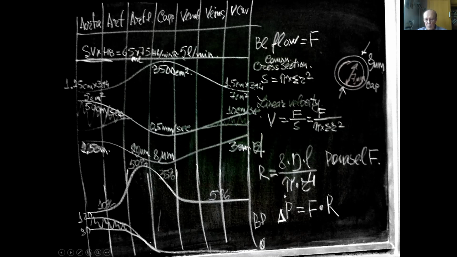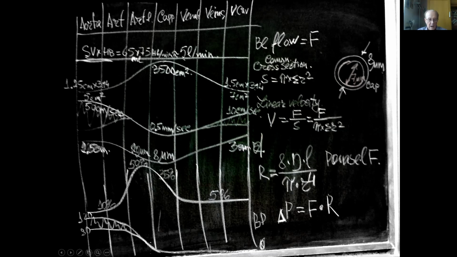The resistance depends really on only 2 parameters. The length: the more length of the vessel, the more vascular resistance. The more radius, the less vascular resistance, and the less radius, as in the capillaries. The capillaries have the minimum radius, so the maximum vascular resistance.